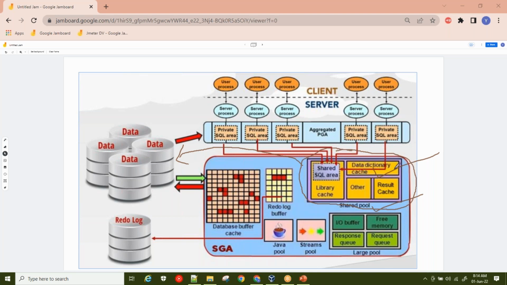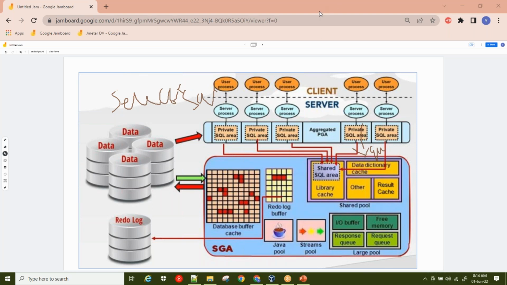What is this data dictionary cache? It will have the definitions like the column names, the row names, the indexes. Those definitions will be there inside this data dictionary cache. So whenever a user from the PGA runs a query and the SGA gets a request, it will first check in the data dictionary cache whether that query is proper or not. Let's say select star from salary. It will check whether the salary table is there or not, or the salary column, or the salary row.